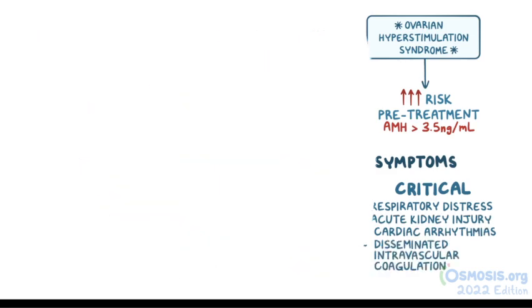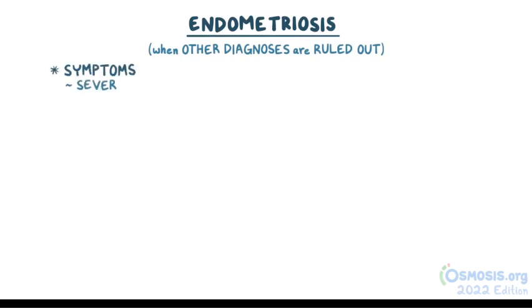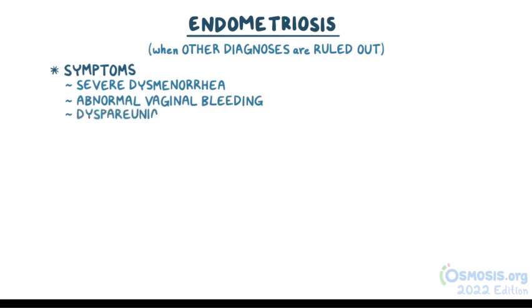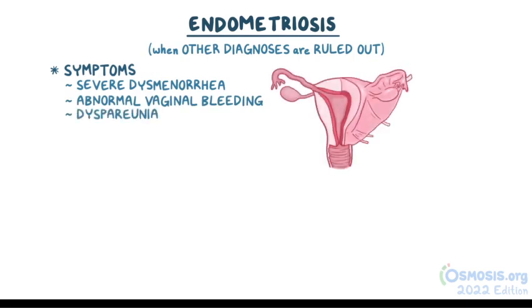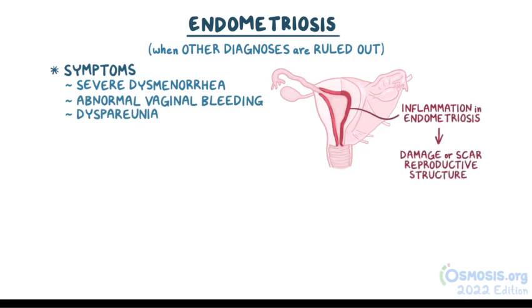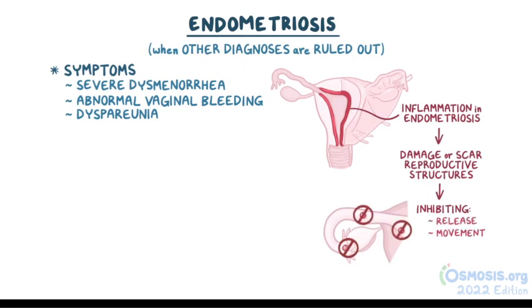Alright, now, a final cause is endometriosis, which is typically considered when other diagnoses have been ruled out. Symptoms of endometriosis include severe dysmenorrhea, abnormal vaginal bleeding, and dyspareunia, meaning pain during intercourse. It's believed that the inflammation that comes with endometriosis can damage or scar the reproductive structures, thus inhibiting the release of the egg, its movement through the fallopian tube, or its implantation in the uterus.